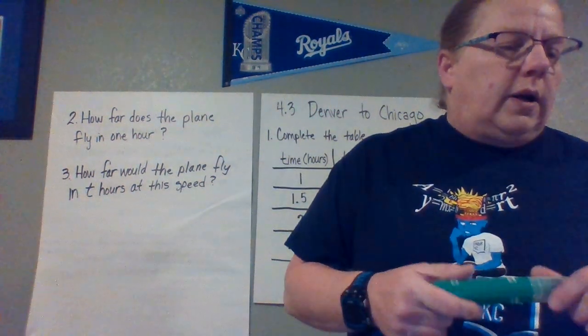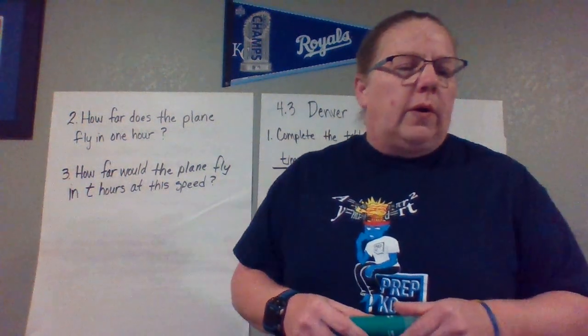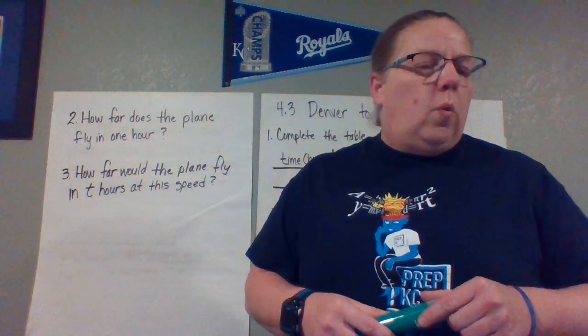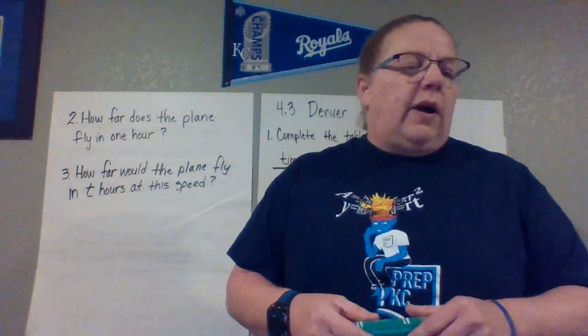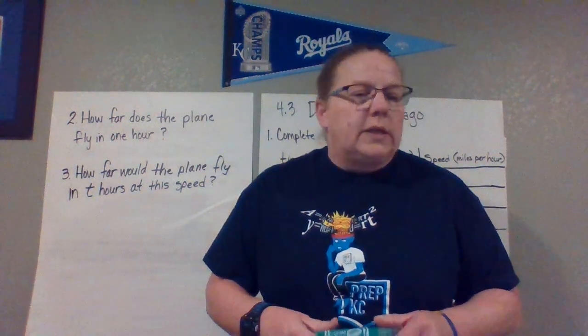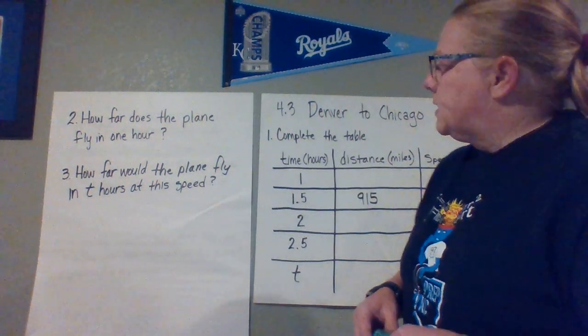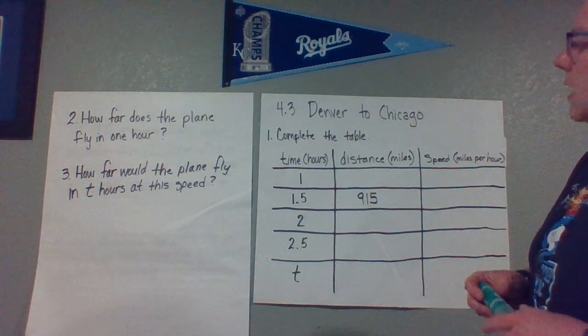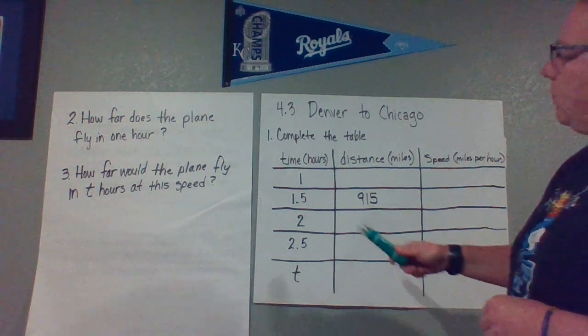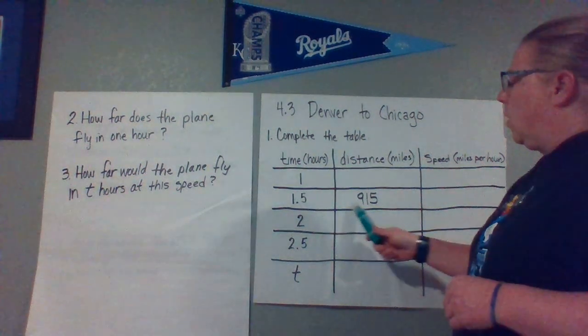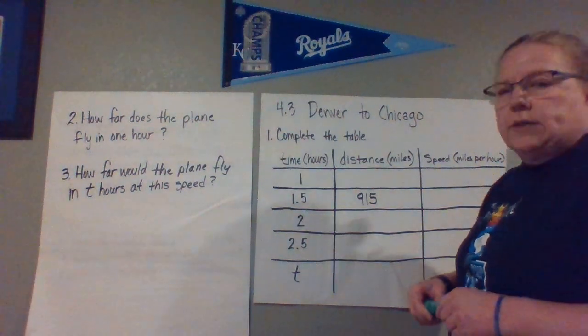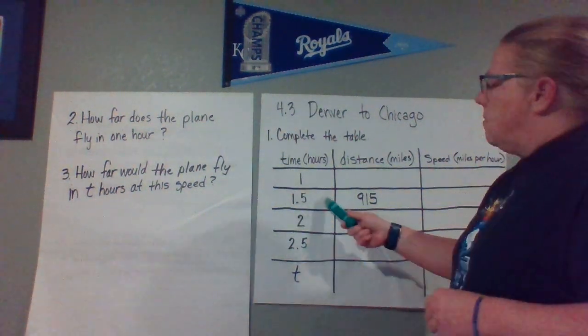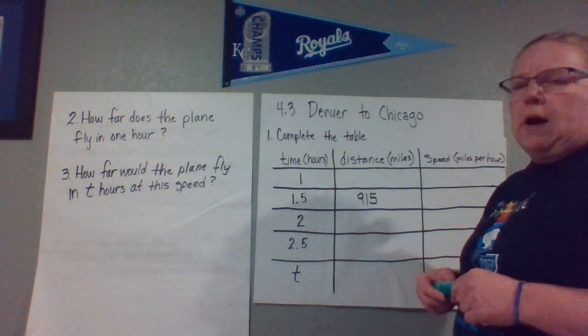A plane flew at a constant speed between Denver and Chicago. It took the plane 1.5 hours to fly 915 miles. And it wants us to complete the table. You'll notice that the information from the story problem is already partially inputted in there, and that's the 1.5 hours and the 915 miles.